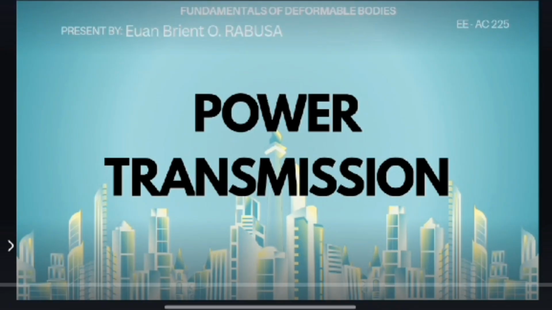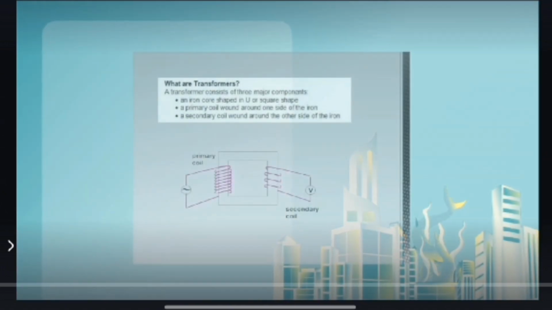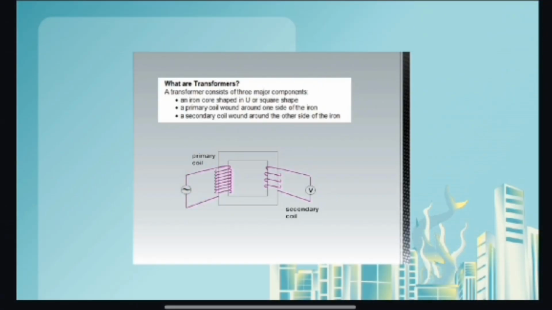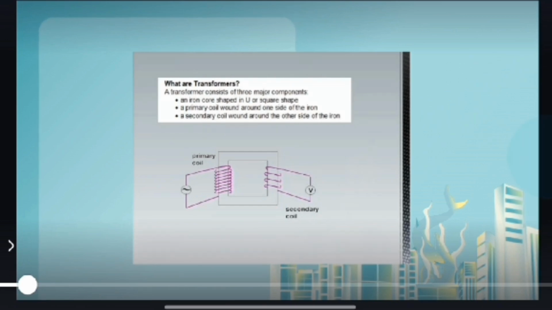So yeah, let's talk here about power transmission. What are transformers? A transformer consists of three major components: an iron core shaped in U or square shape, a primary coil wound around one side of the iron, a secondary coil wound around the underside of the iron. This is the primary coil, and this is the secondary coil. Next page.